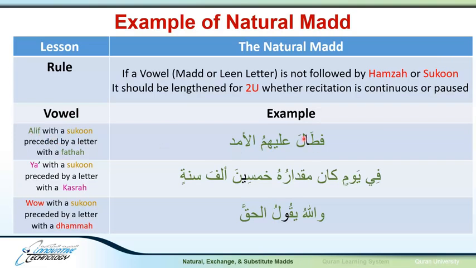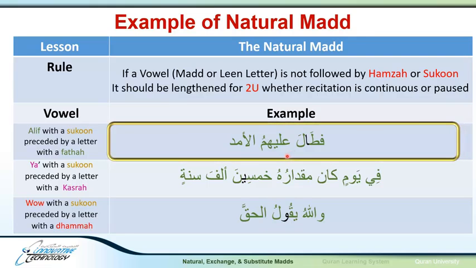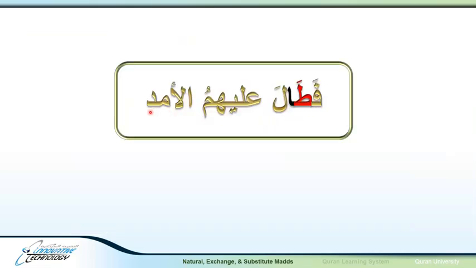We'll take an example here where we have an alif with sukoon preceded by a fatha, فطال. And let's study that example. فطال عليهم الأمد. فطال, there is an alif. After the alif there is no hamza, no sukoon. We've seen a letter with a fatha. And before the alif there is a fatha. فطال, فطال. We extend it for 2 units.